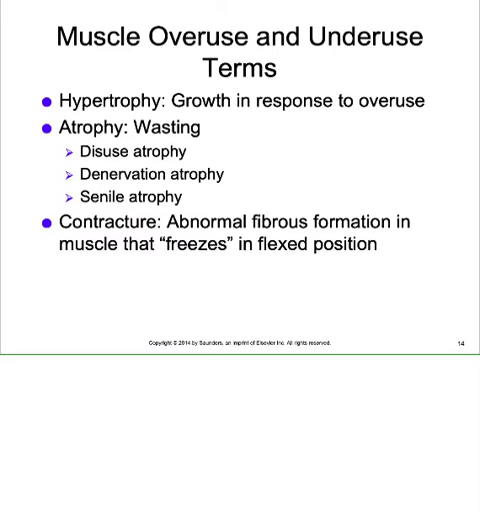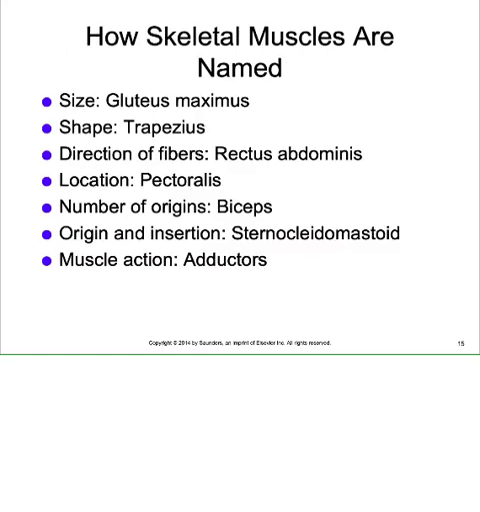Contracture is just a condition in which scar tissue forms, and it freezes the muscle in a flexed position. And that could often be an end point for atrophy. So there's all kinds of ways that this denervation atrophy can happen. Trauma, disease, a variety of conditions.